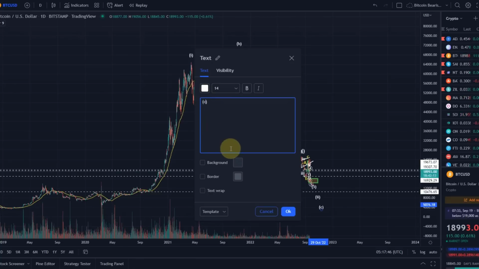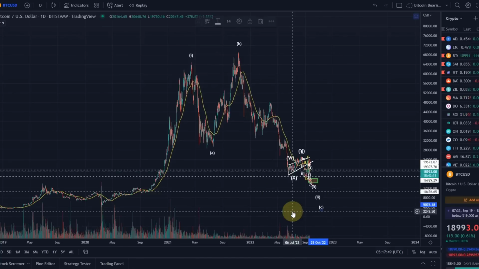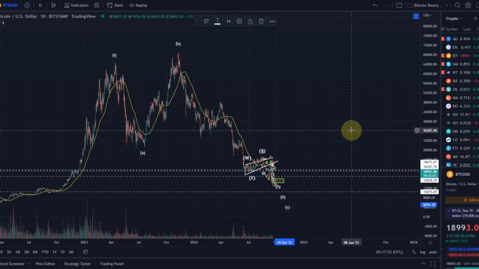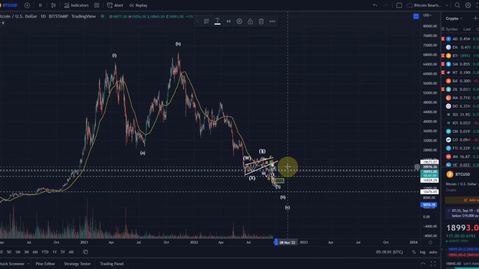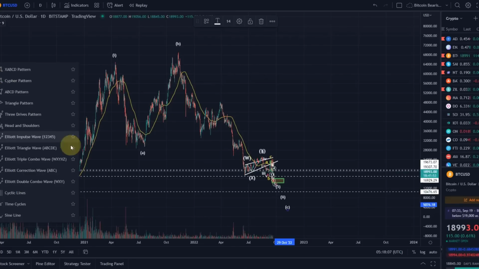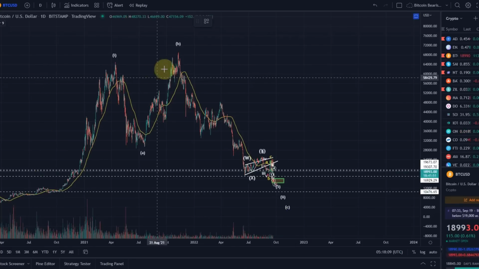Now again, the wave C can be an ending diagonal. So you allow for overlapping waves, and you can have 3 waves in each subwave, but then you have to have 3 waves in every subwave. So again, it's a debatable count, but it's entirely possible. So it would still be, of course, in this wave 2, a 5-wave move.